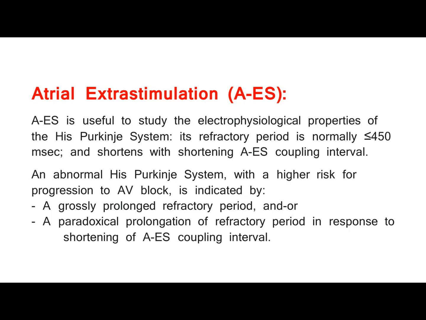Its refractory period is normally less than or equal to 450 millisecond, and shortens with shortening AES coupling interval. An abnormal His Purkinje system, with a higher risk for progression to AV block, is indicated by a grossly prolonged refractory period, and/or a paradoxical prolongation of refractory period in response to shortening of AES coupling interval.